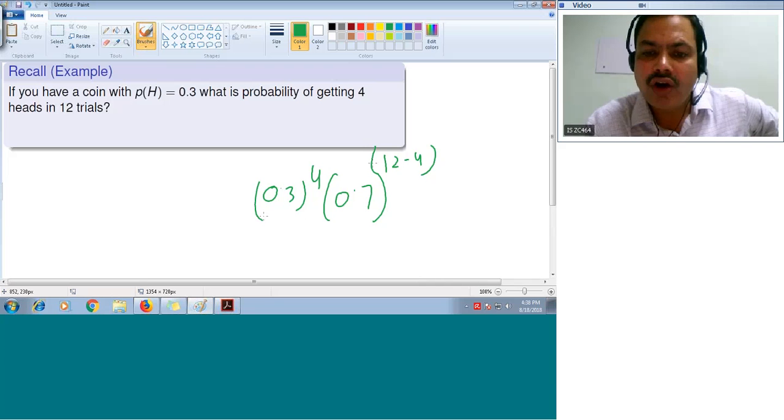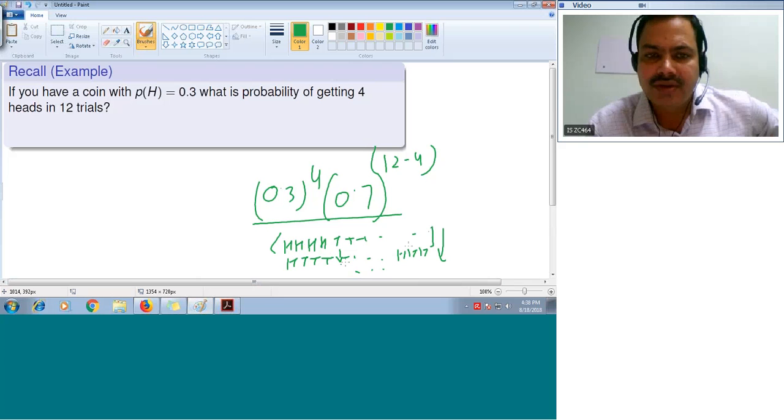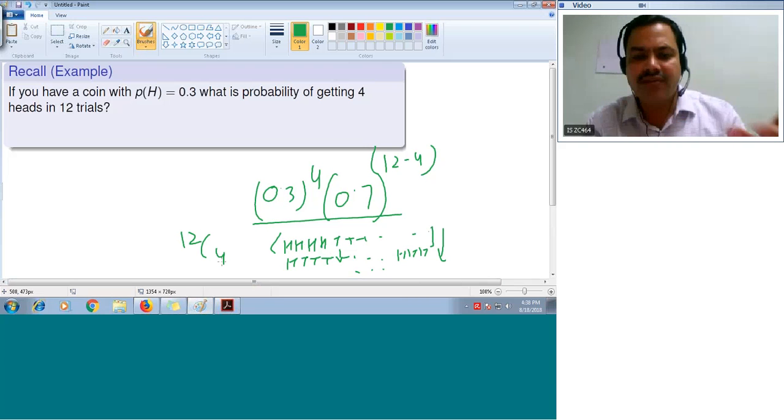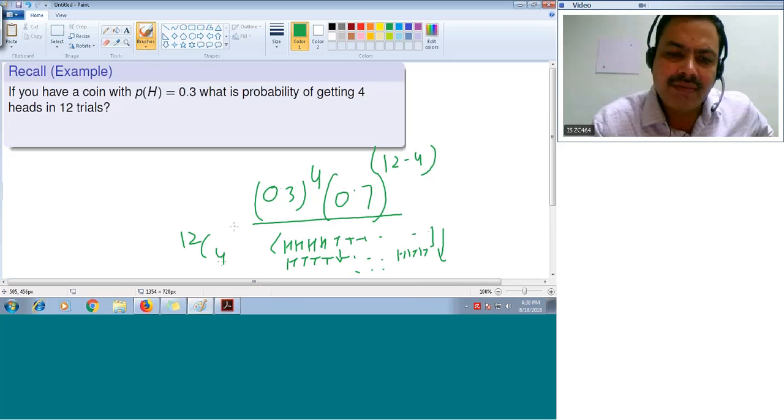But in how many ways can this happen? Because you can get all the 4 heads first, then the rest of the things are tails, or the head is here and all the other heads are at the end. So how many different permutations are possible? There are 12C4 permutations possible, because you ultimately want to find the 4 places where you can put the head, otherwise everywhere is tail.